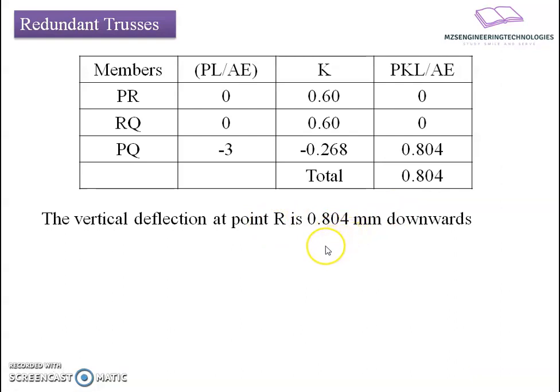Means what, we can make a statement here: when a statically determinate structure is subjected to lack of fit, no stresses develop in the members. Only there will be adjustment of the deformation among the members.